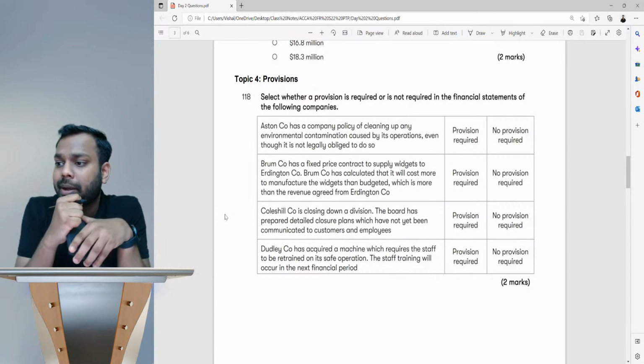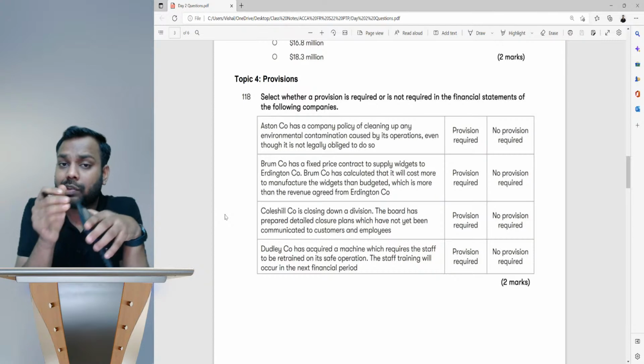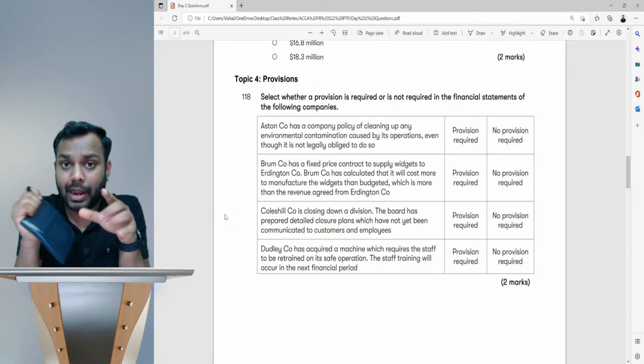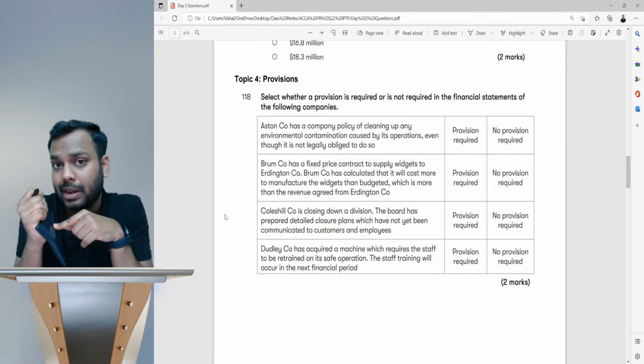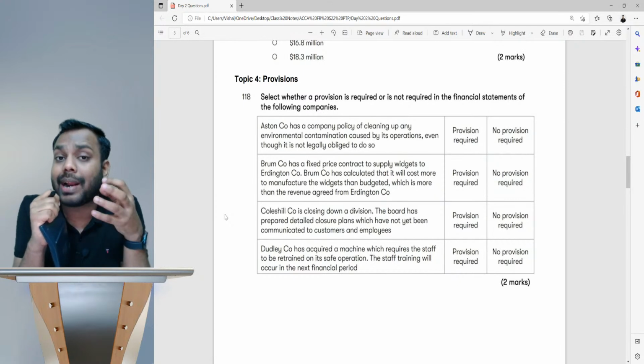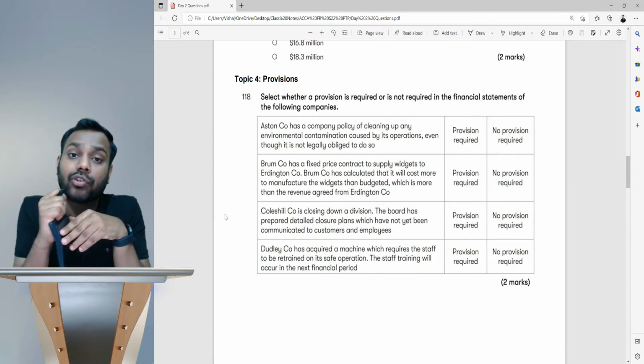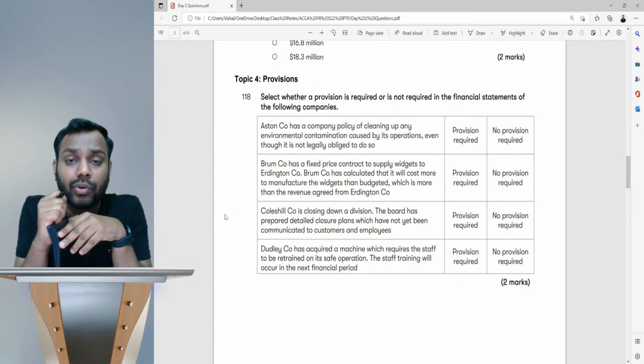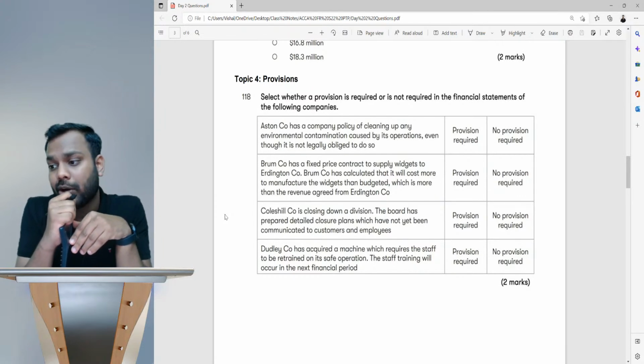Tell me, guys. Naman, Akshat, Jishan, Saksham, Vidisha, Manav. This becomes an onerous contract, right? And hence a provision will be required, because we have entered into this contract and we have to perform it, but the costs are greater than the revenues, right? So it's an onerous contract, and we have to recognize a provision for the onerous contract.